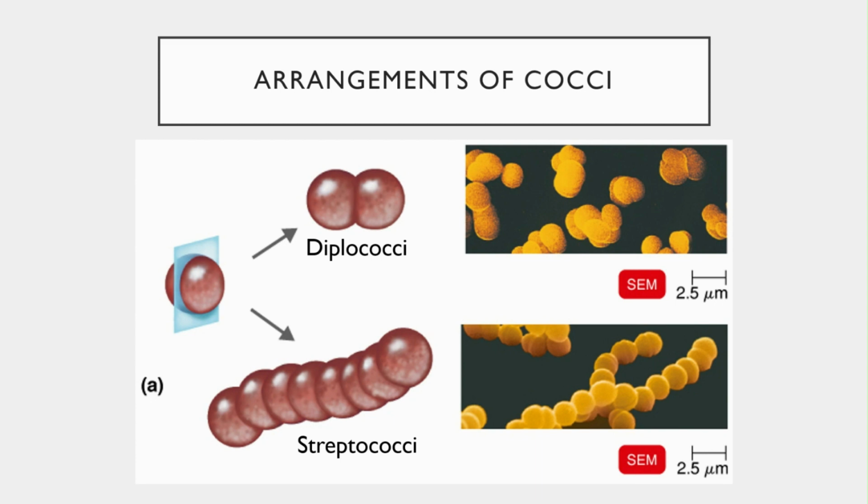If a bacterium divides along the same plane for each of its progeny, so if its daughter cells then divide along the same plane of axis here, and they do not separate, then you can have either the diplococci or streptococci. Diplococci is when they only stick together in pairs, and streptococci is when they stick together in long chains.